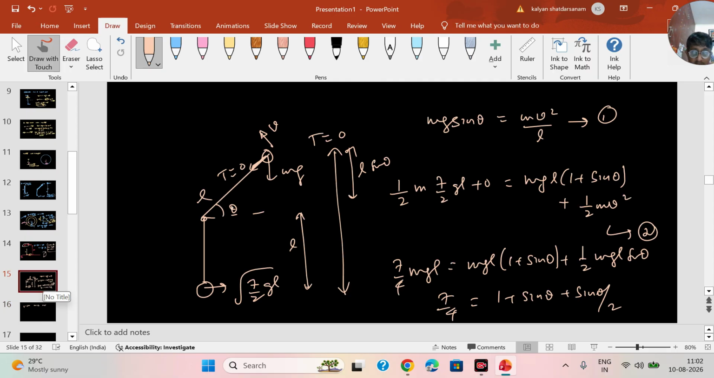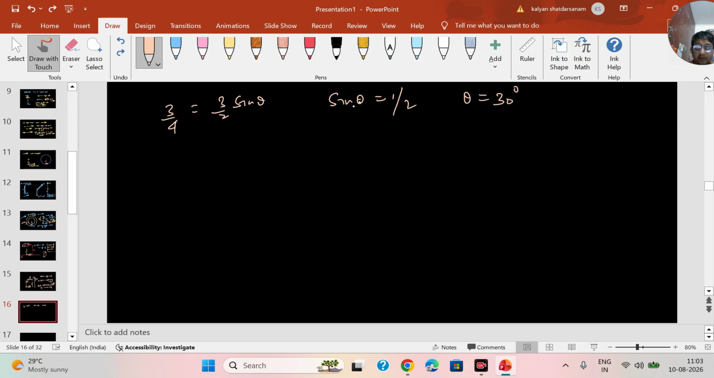So it entered the first quadrant, and 30 degrees after entering the first quadrant, it lost tension. Totally it moved 90 plus 30, or 120 degrees. What about V? If sine theta is half, I can put that here and get V. V is root GL by 2. Now from here it goes in a parabolic path. So let's see that.